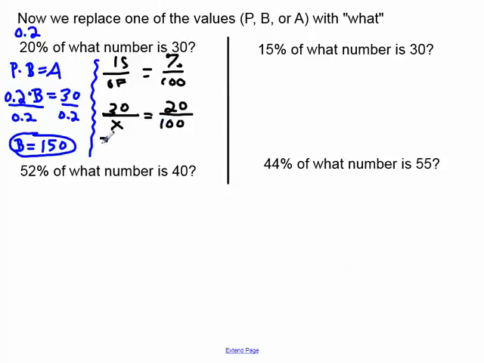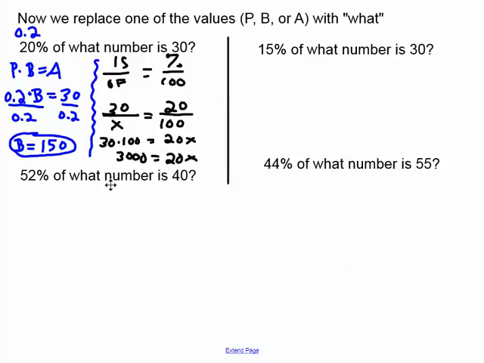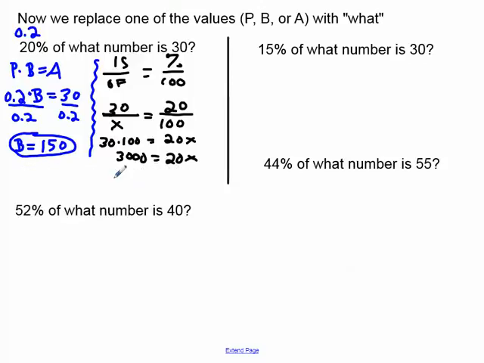Cross multiply. 30 times 100 equals 20x. 3,000 equals 20x. Divide by 20. x equals 3,000 divided by 20, or 300 divided by 2, 150. Same answer. x equals 150. 20% of 150 is 30. We got the same answer here. Different approach, same answers.